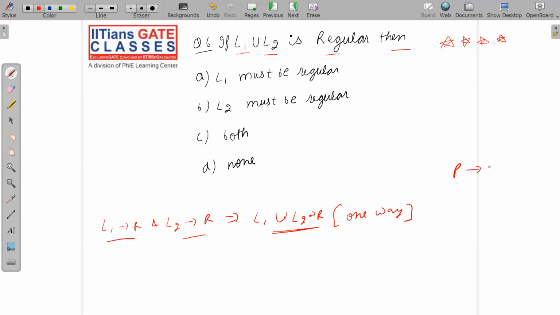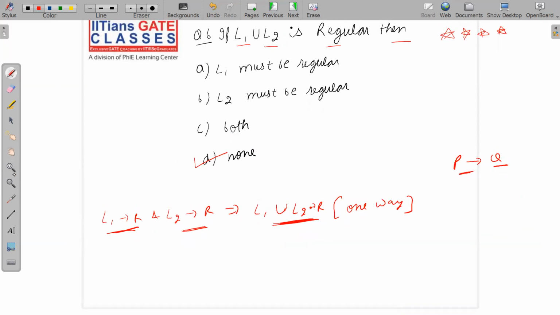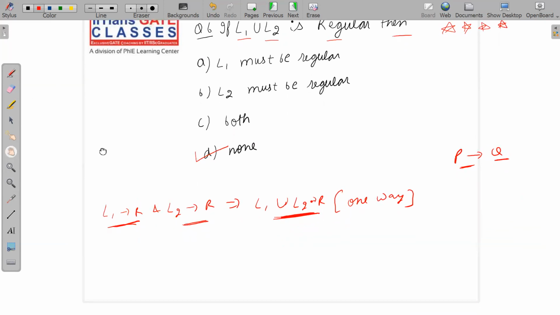In logic, you have written P implies Q, one way. So that means its converse will be what? If L1 union L2 is regular, then L1 is regular and L2 is regular. No, this is wrong. There are lots and lots of examples for this. I am saying that L1 union L2 is regular, then L1 must be regular, L2 must be regular, both, or none. The answer will be none, because this is a one-way theorem. If you want a counter example, I can show you one also. Let me show you some idea.